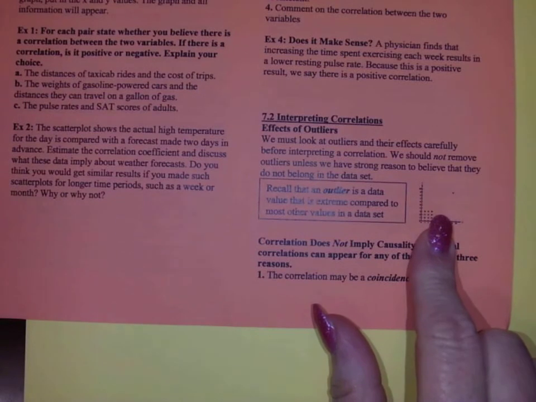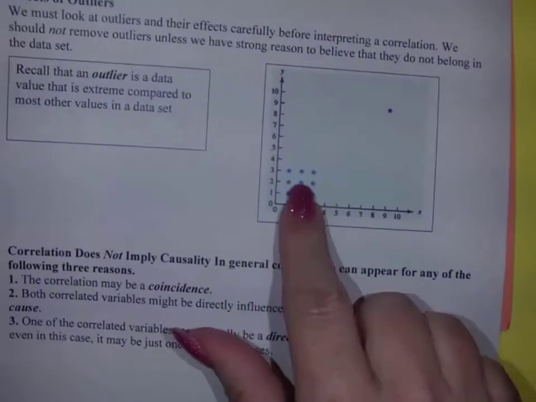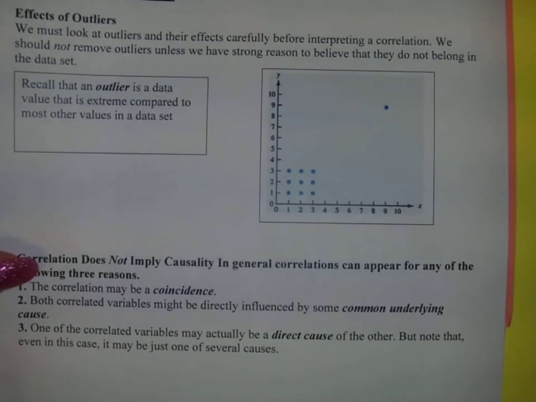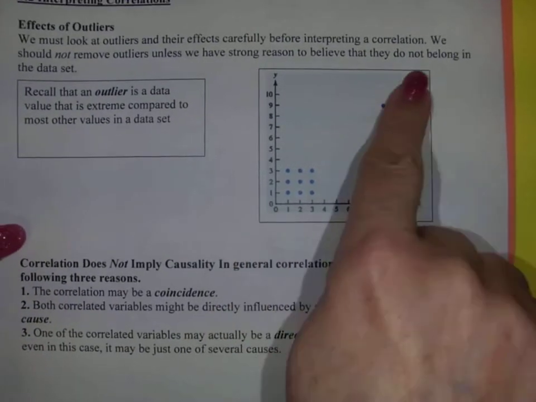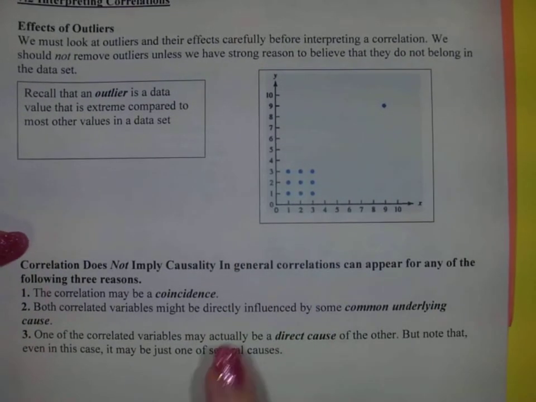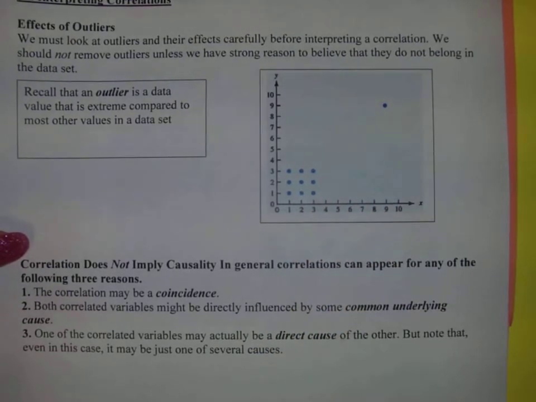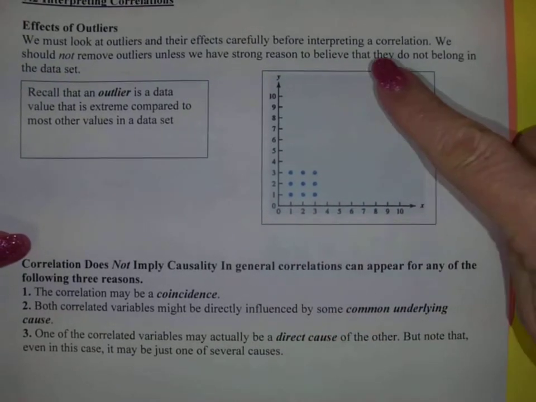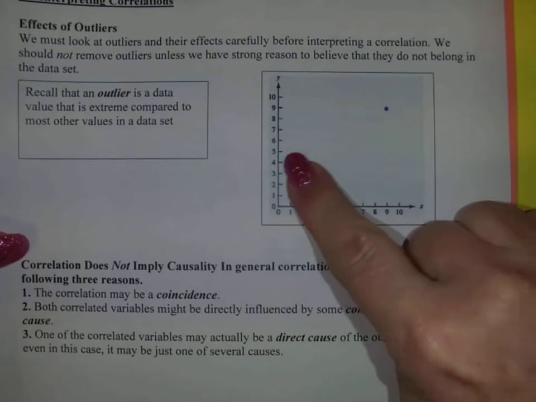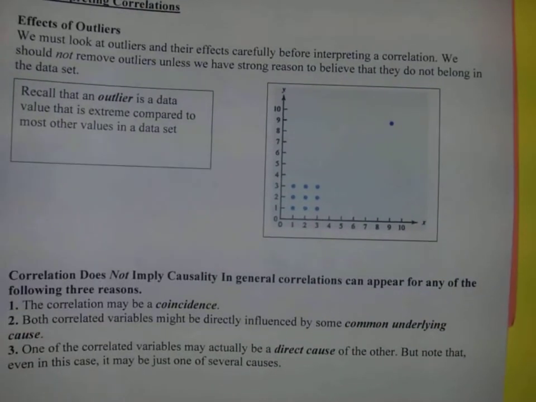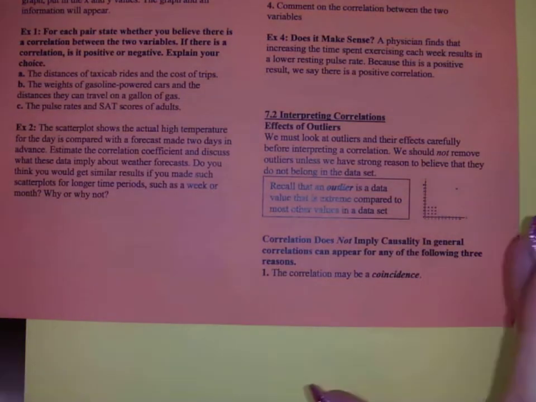So here is a blow up of this graph. We have a bunch here and we have one out there. This makes it appear like there is a positive correlation going on, but that almost looks like it's an outlier. So you'd have to have a good reason to take it out and then say there's no correlation instead of a positive correlation, okay?